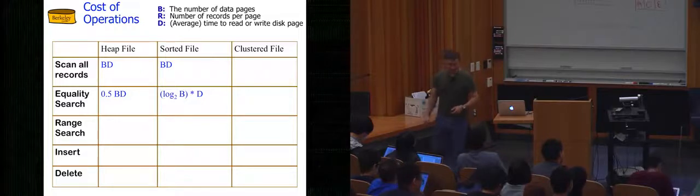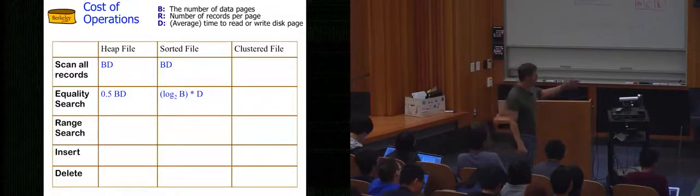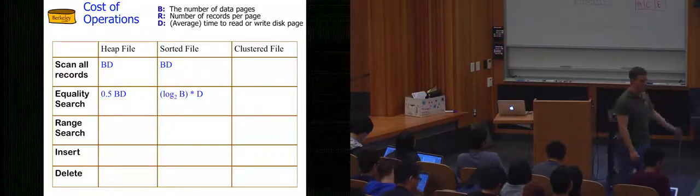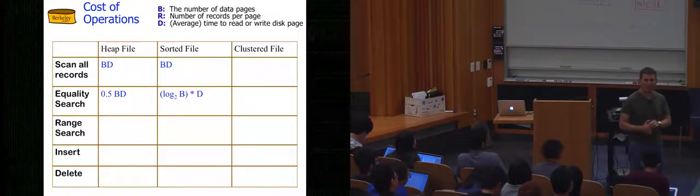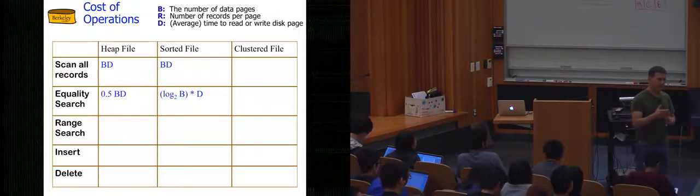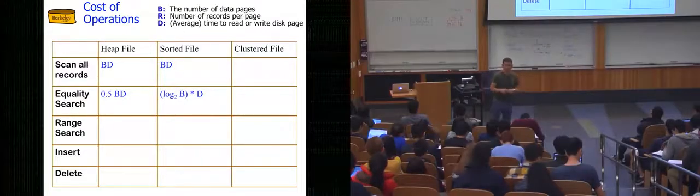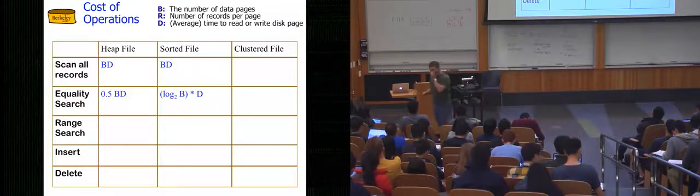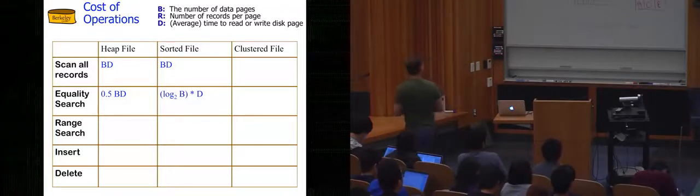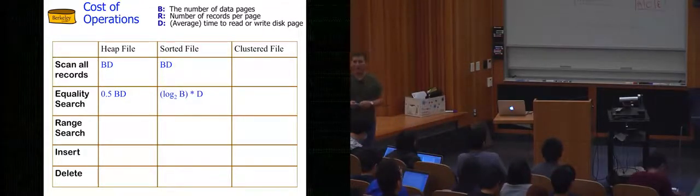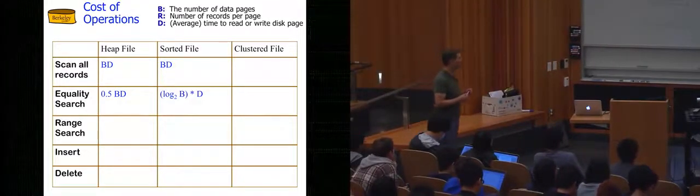I want to find people whose names begin with a W. So that's all names that begin with a V and end with a Z, or whatever. I want to find all people whose names begin with a W. It's a range search. All right. In a heap file, how many blocks do I look at? Everything. So it's BD again.